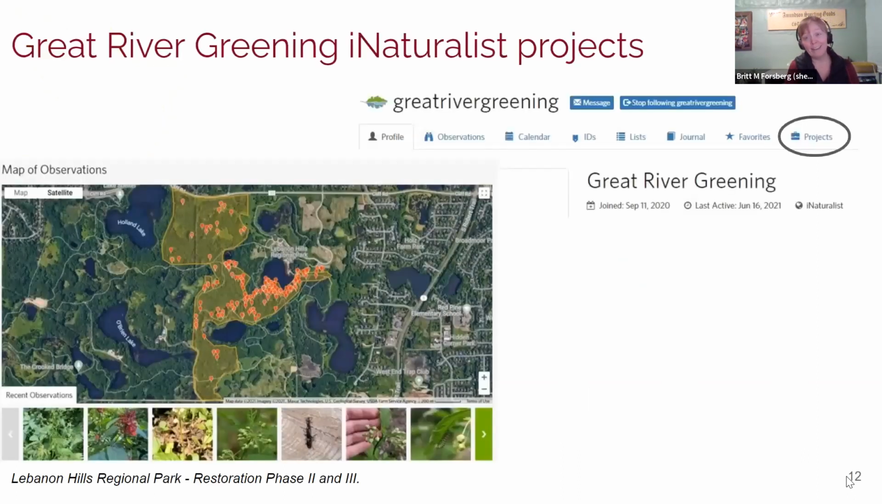So Great River Greening also is using iNaturalist. They have a number of sites. Lebanon Hills just happens to be the one that I have a screen grab of here, but they're quite interested in knowing what you're seeing. So it's a really great opportunity, maybe if your schedule is less flexible and you need to be doing this on your own time. They've set up iNaturalist so that you don't have to do anything special. If you are within the boundaries of the places that they've set up, your pictures will automatically go up there.